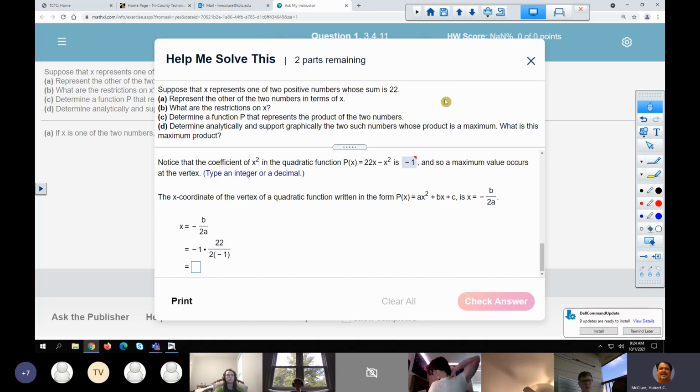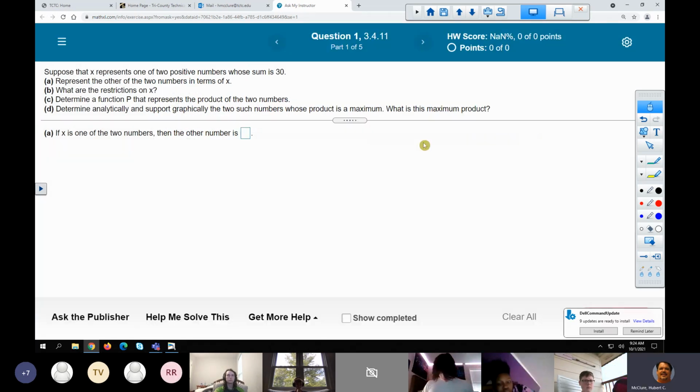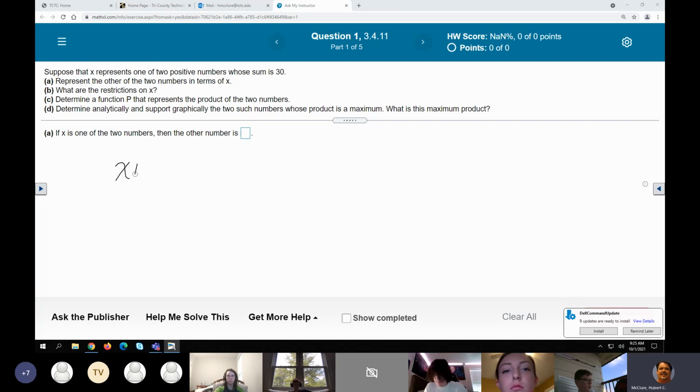Okay, what I'm going to do is go with what they've given me, and I'm going to do this problem the way that I would do it. I don't care what they're doing, A through D. So x plus y is equal to 30. And then you need to solve for y. Now, why don't they say that right here? What are the restrictions on x? Well, solve for y.